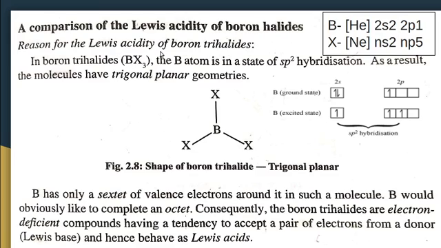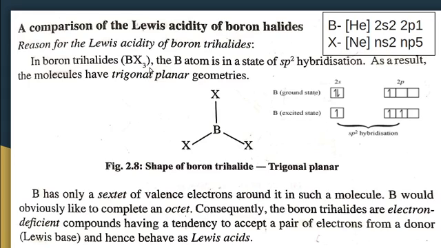Reason for the Lewis acidity of boron trihalides. Boron has an electronic configuration of He 2s2 2p1. Helium has 2 electrons, so altogether there are 5 electrons. Then the halogen, which may be bromine, chlorine, fluorine, or any halogen, has an electronic configuration of Ne ns2 np5. Neon has 10 electrons, so altogether there are 17 electrons.